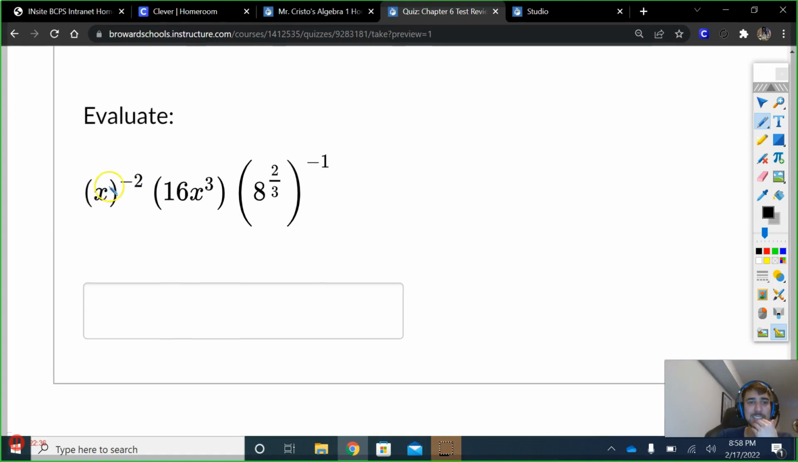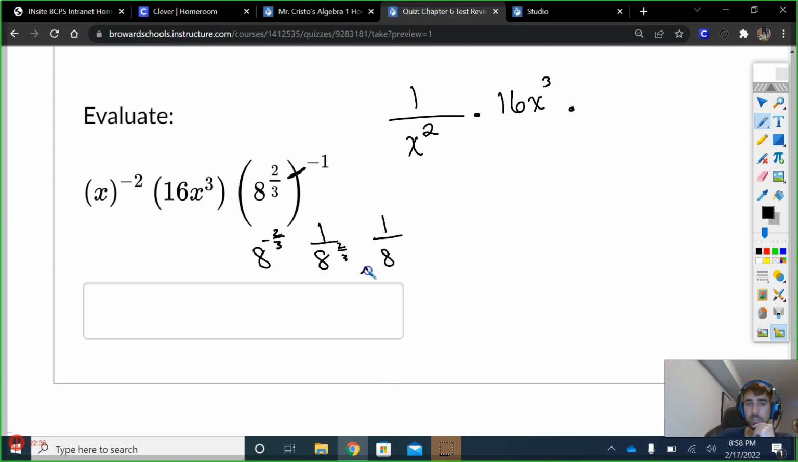All right. This has a negative exponent. It's got to go downstairs. Times 16x to the third, times, these are going to have to multiply. These are the rules where you have to multiply. This is going to have to go downstairs because it's a negative exponent. And then I can do the radical.